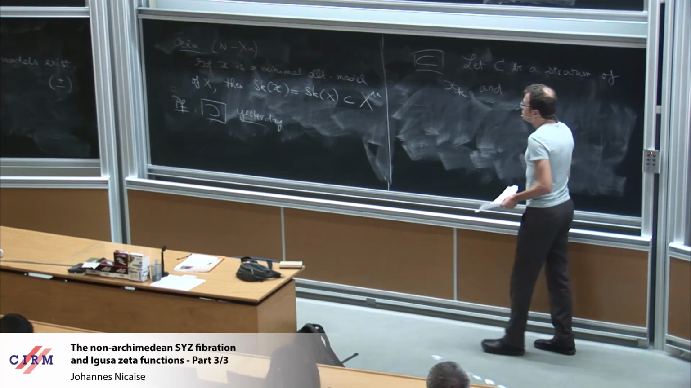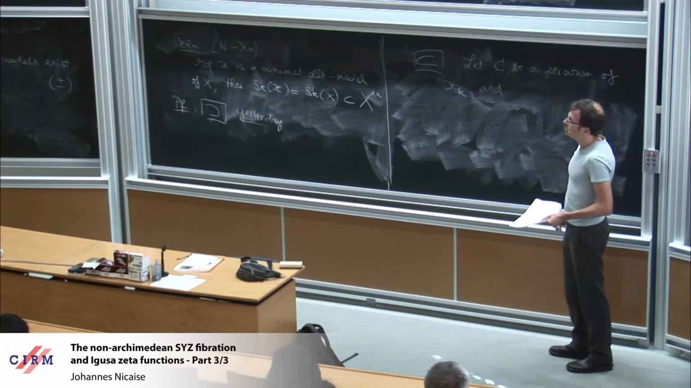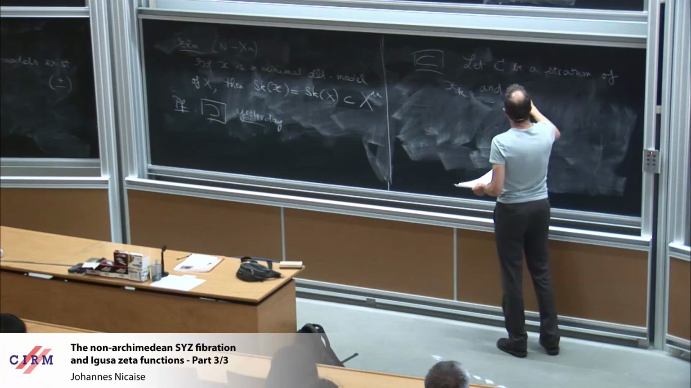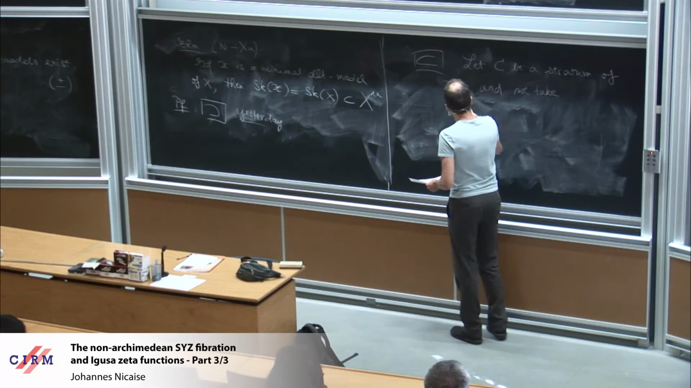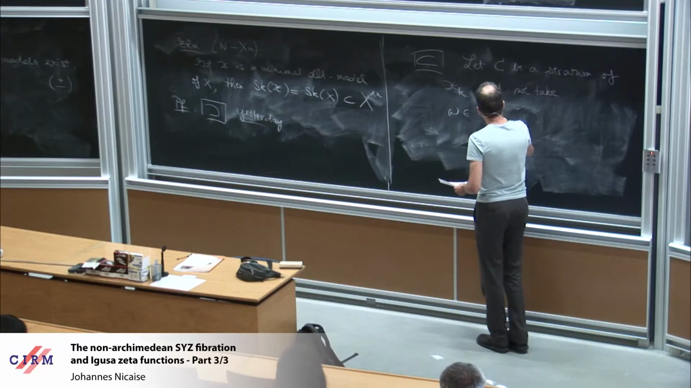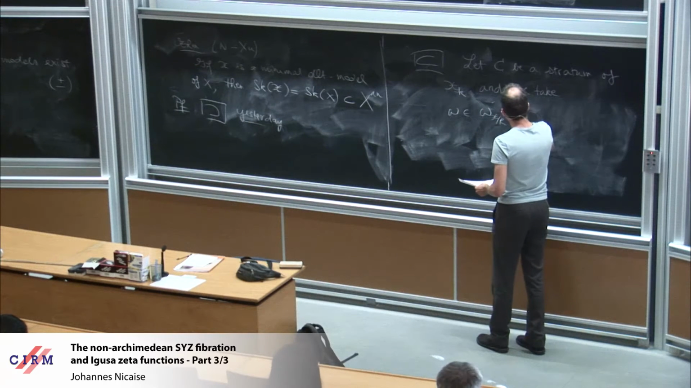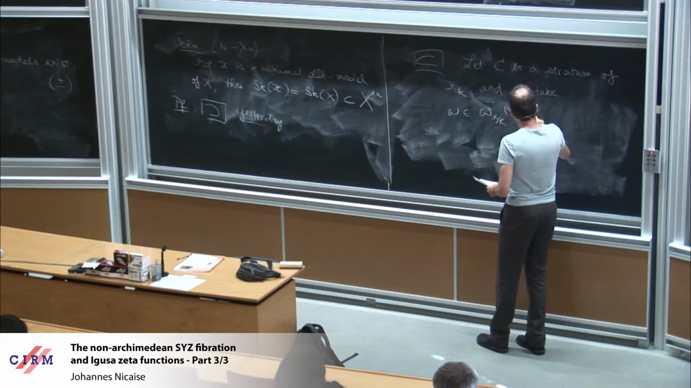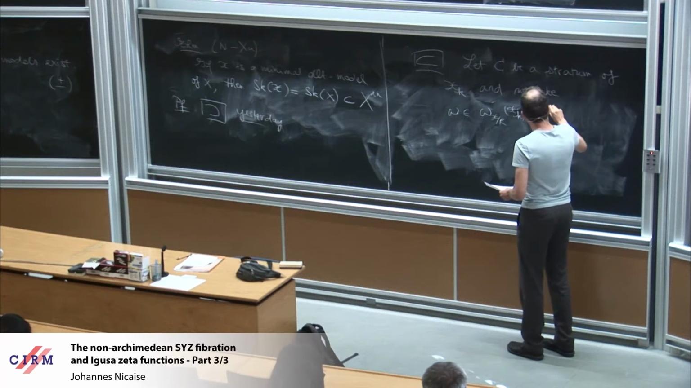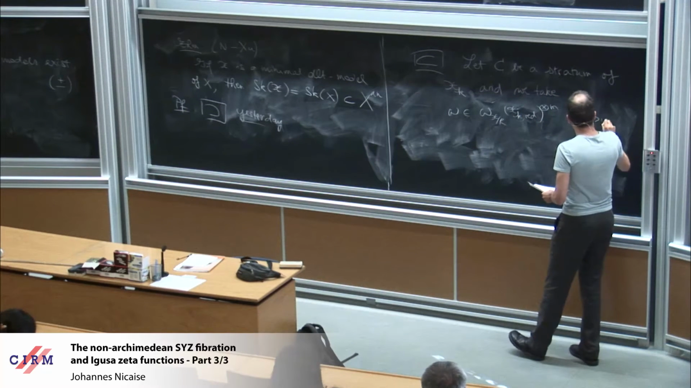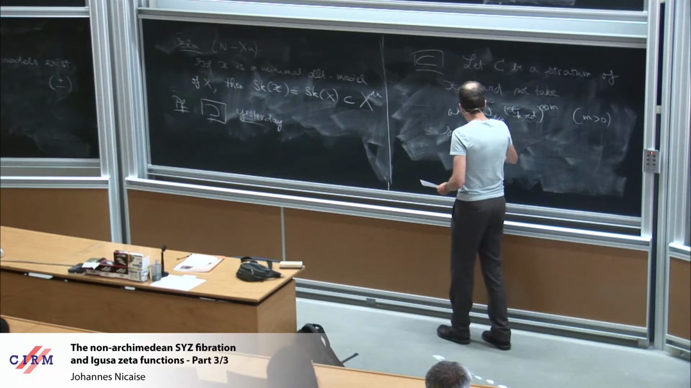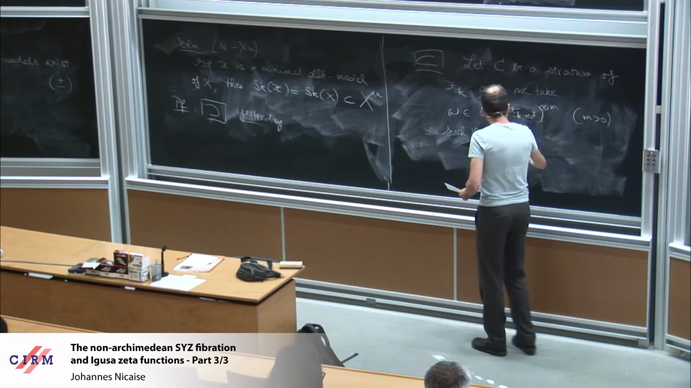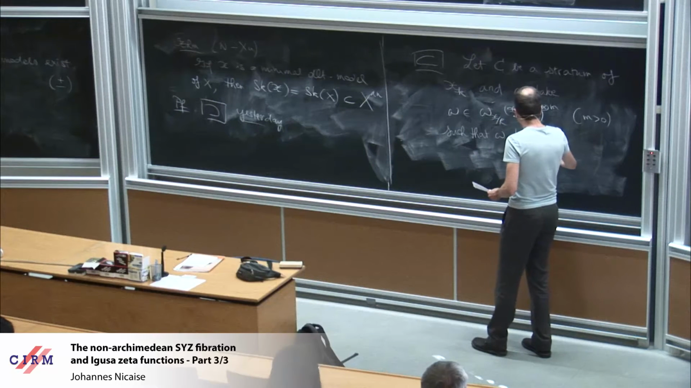And now we use the fact that the relative canonical bundle is semi-ample. So we take omega in a suitable tensor power of our logarithmic relative canonical bundle, such that omega does not vanish at the generic point of our stratum.